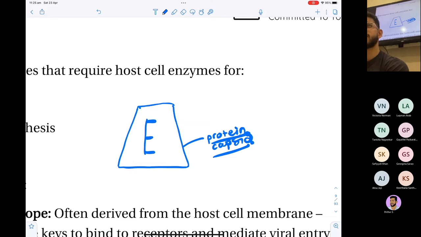Now, what's outside of this protein capsid? Any ideas? They're not cells, so they don't have organelles. No organelles in the virus. Okay? That's why they need us. That is why they're not cells. Does that make sense to everyone? If they had their own organelles, they wouldn't need to infect humans. Wait one second. In the meantime, I'd like you guys to think about what the other components of the virus are as well.